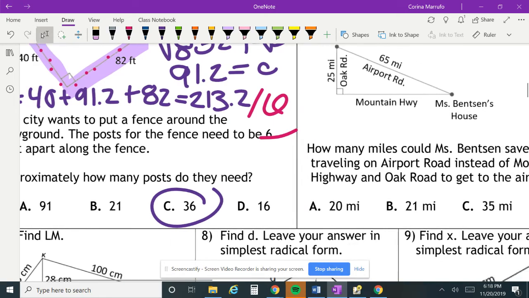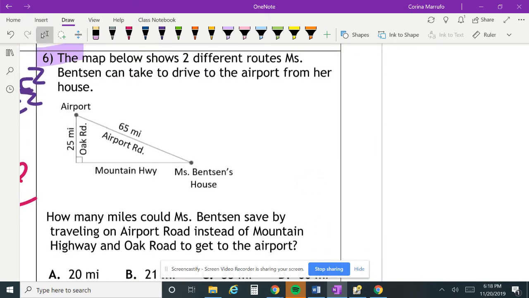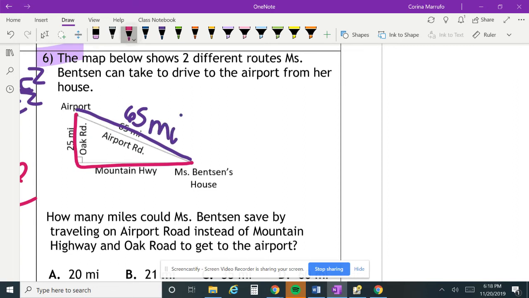All right, the next one, it says, the map below shows 2 different routes Miss Benson can take to drive to the airport from her house. How many miles could Miss Benson save by traveling on Airport Road instead of Mountain Highway and Oak Road to get to the airport? So Miss Benson usually goes this way and then up to the airport, but there's a shortcut that'll give you a straight shot going from here to here, which is 65 miles. So in order for us to figure that out, first we need to find the missing side using a squared plus b squared equals c squared.